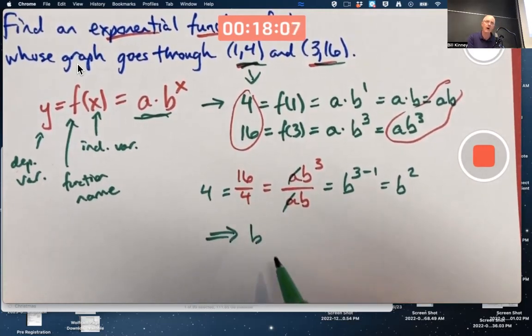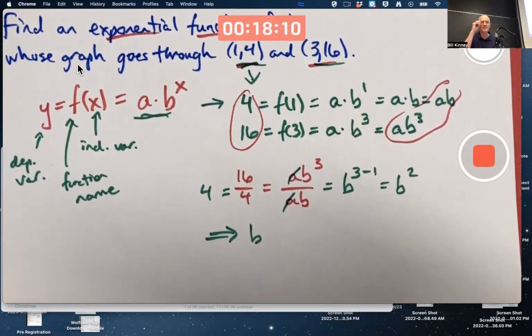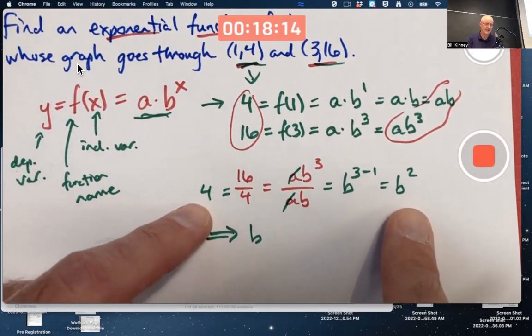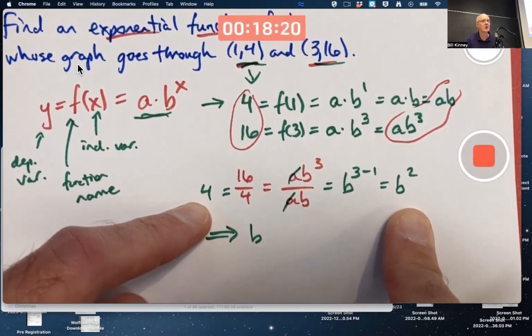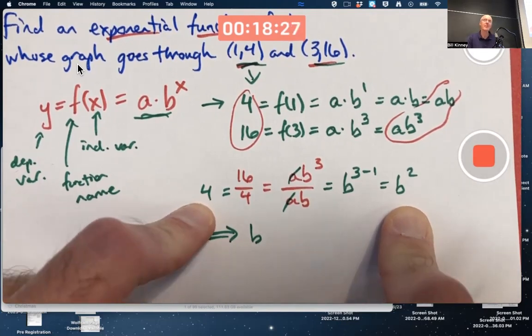So B must be what? Plus or minus 2? Well, in general, the solution set of this equation, B squared equals 4, is plus or minus 2, when actually both 2 and negative 2 are solutions. So it's a little weird saying or, but that's what we're used to.